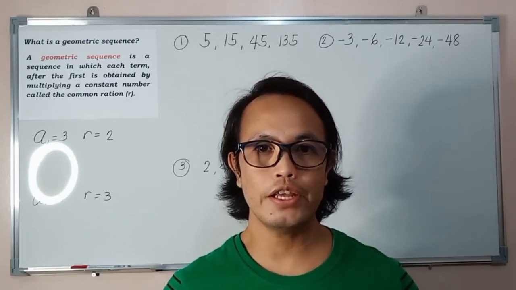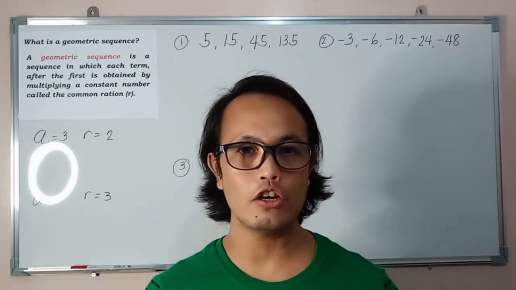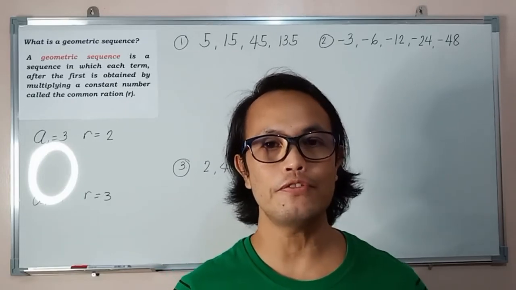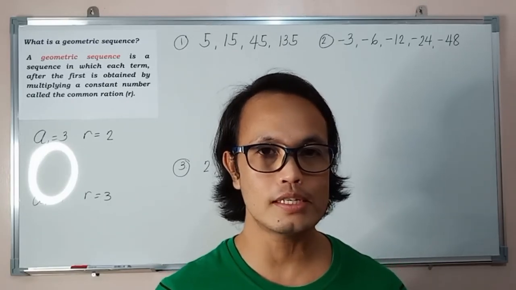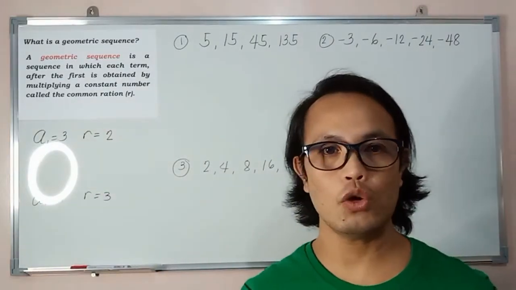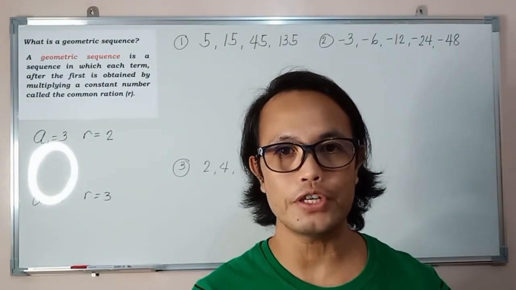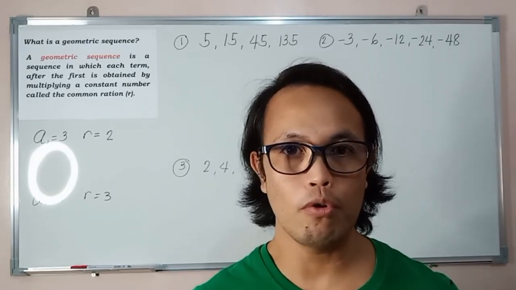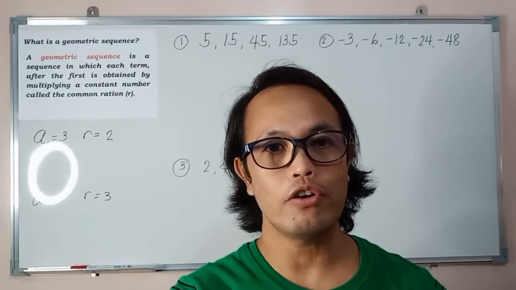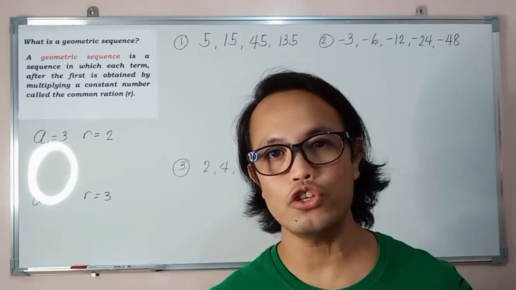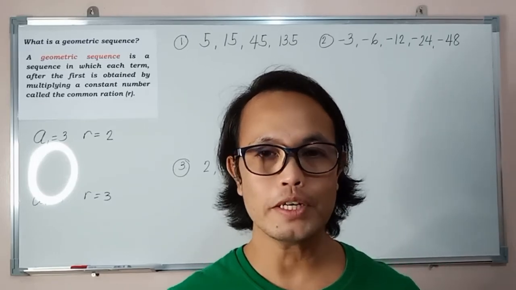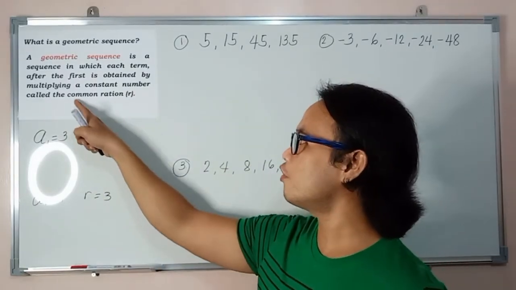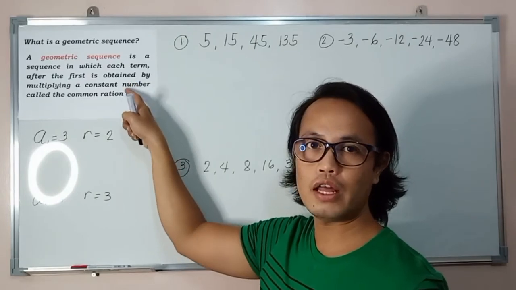So for today's video, my presentation is about finding the common ratio of a geometric sequence. But before we proceed, let us define first what is a geometric sequence. A geometric sequence is a sequence in which each term after the first is obtained by multiplying a constant number called the common ratio. In my previous video about arithmetic sequence, I had presented to you about common difference, which is represented by small letter d. This time, for geometric sequence, our common ratio is represented by small letter r.